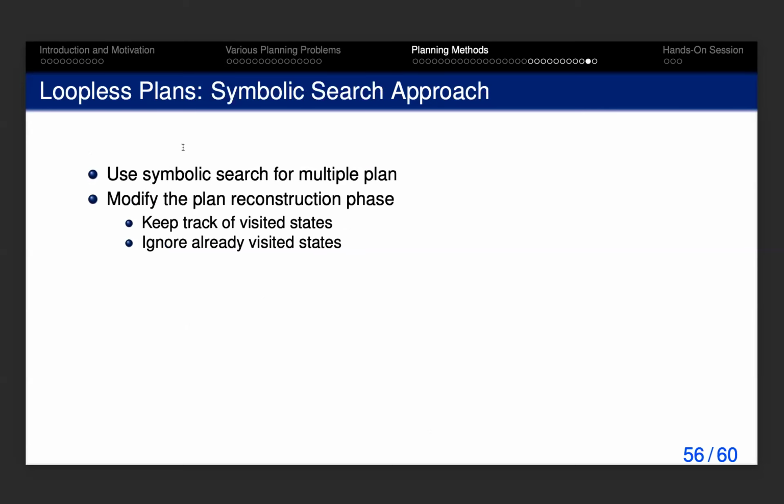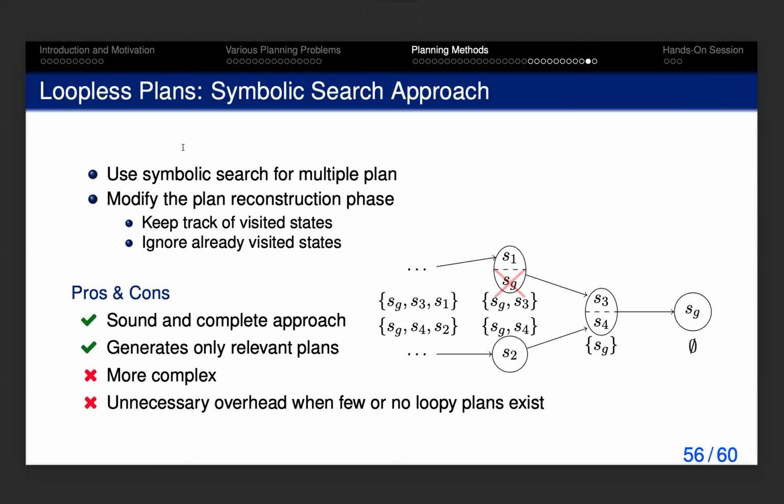So there's a different approach in our planner, or for symbolic search, to fix that. The idea is to modify the plan reconstruction I just showed you. There you should keep track of the already visited states and ignore them during the plan reconstruction. So here's an example. We start with SG, our goal state. In the beginning, we have not visited any state. Then we do this plan reconstruction step.